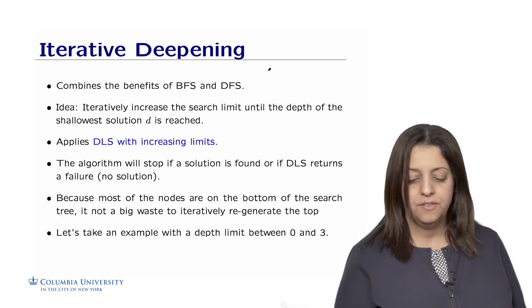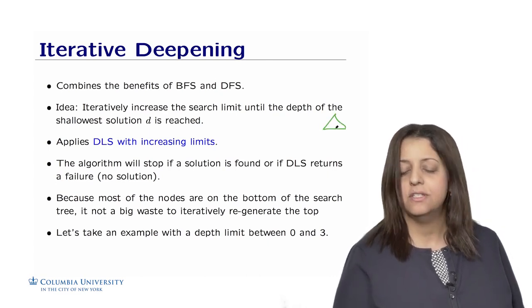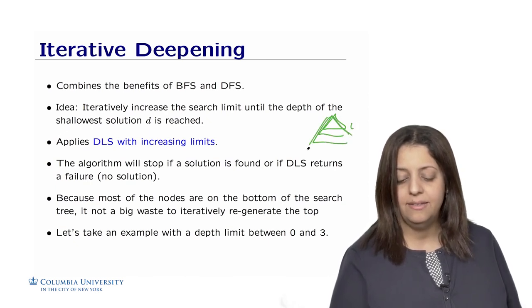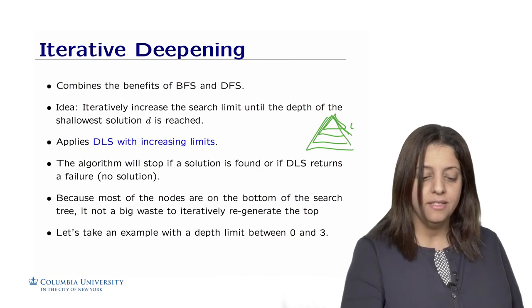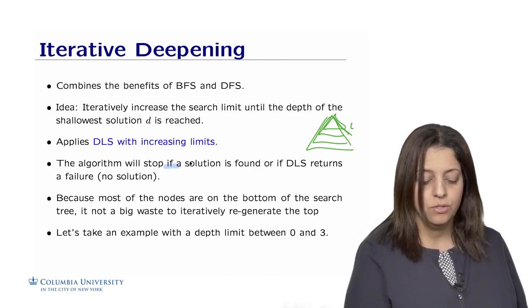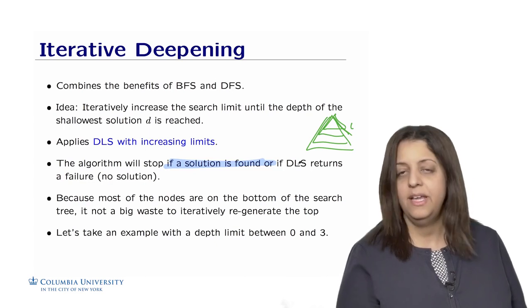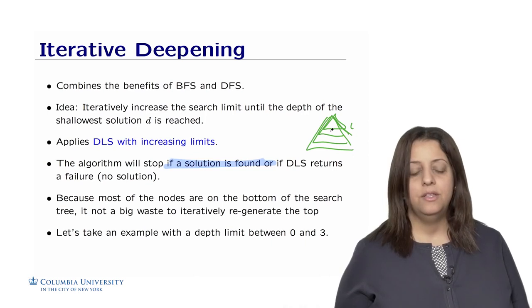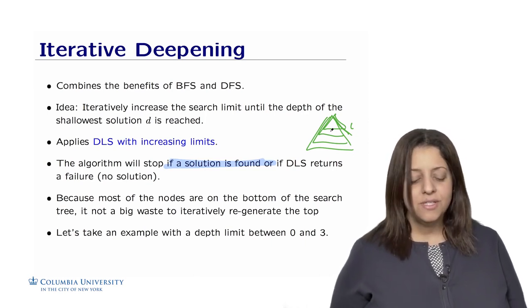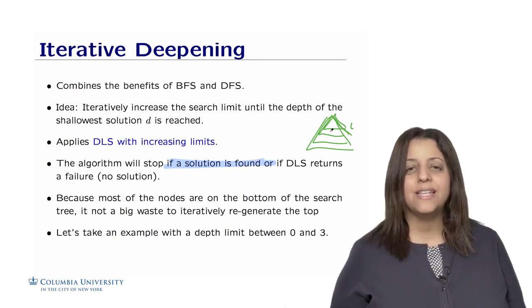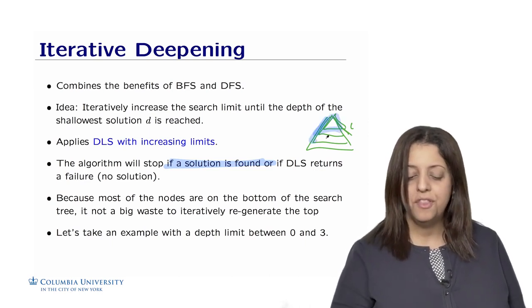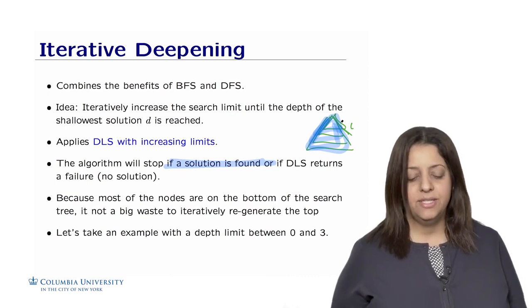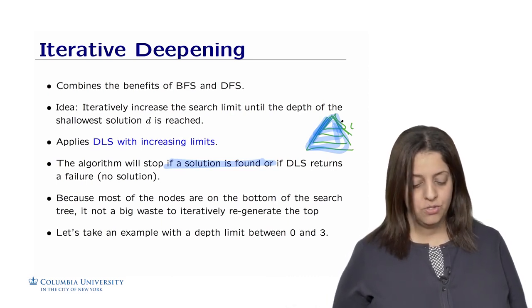So in the case of iterative deepening, we're going to do a search until L, and then we're going to extend L, and then extend L again until we find a solution. We stop if a solution is found, or if the algorithm DLS within the limit L returns a failure that there is no solution until the limit L. Because most of the nodes are at the bottom of the search tree, it's actually not a big waste to redo the whole thing until we either find a solution or we don't find it. So empirically, we see that it's not a big waste of resources to do that.